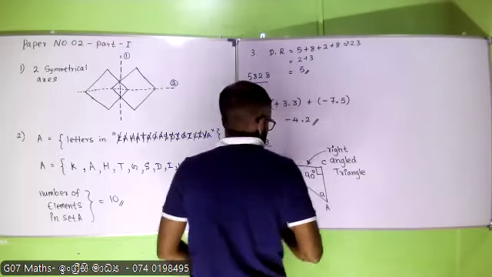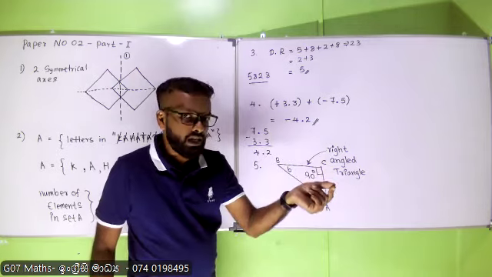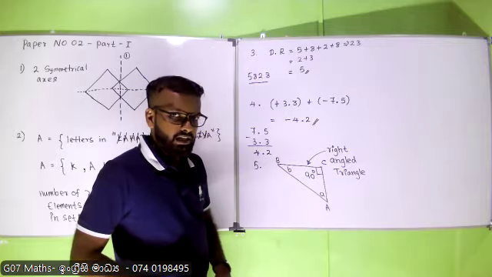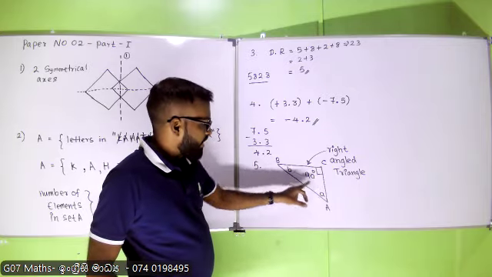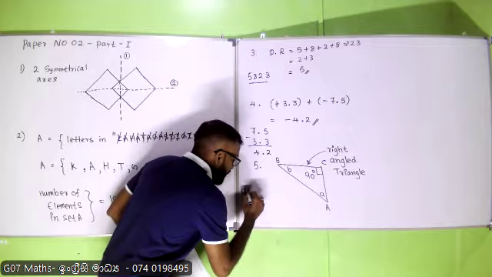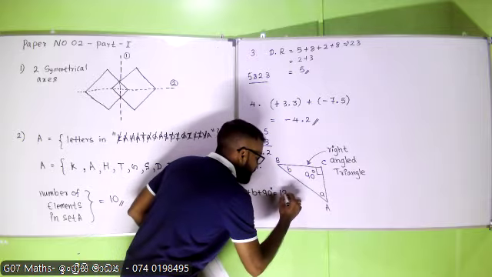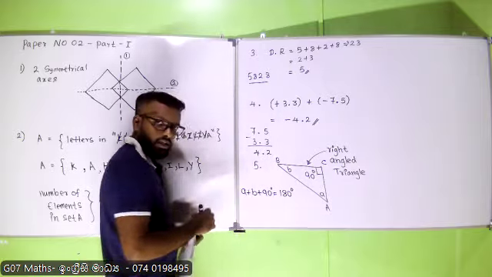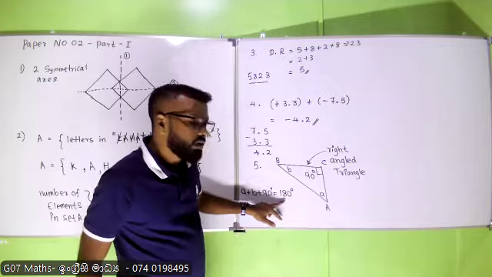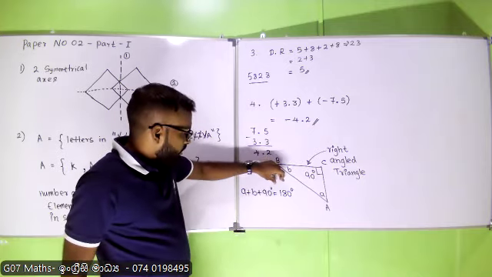Super. So they are asking from you what is the value of A plus B. So A plus B plus 90 equals 180. Interior angles, A plus B plus 90 degrees equals 180 degrees. And you know this: the summation of the interior angles of a triangle equals 180 degrees.